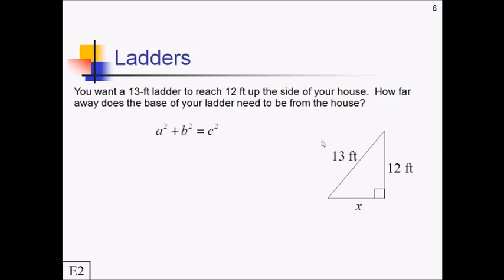Now this time we've got 13 for the hypotenuse, so we can say x squared plus 12 squared equals 13 squared. So that's 144 and 169. So x squared is going to equal 25 if we subtract 144. And then square rooting both sides, we get x equals 5 feet.